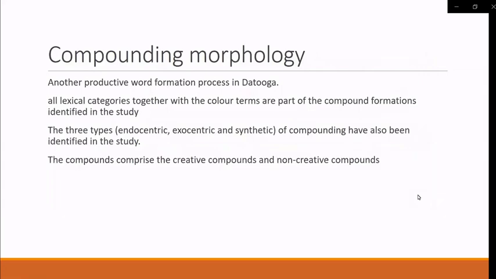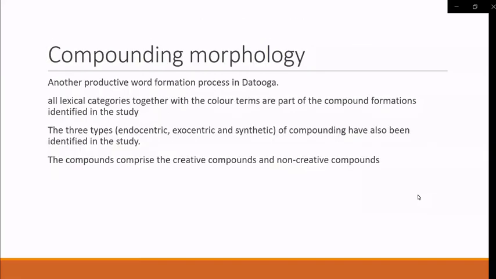Now, compounding morphology is another productive word formation in Datooga. In it, all lexical categories, together with the color terms, are part of the compound formation identified in the study. Three types of compounds have been identified: Datooga has endocentric, exocentric, and synthetic compounds. These comprise the creative compound class and the non-creative compound class. There is a manuscript that I will present later, focusing only on compounding in Datooga.